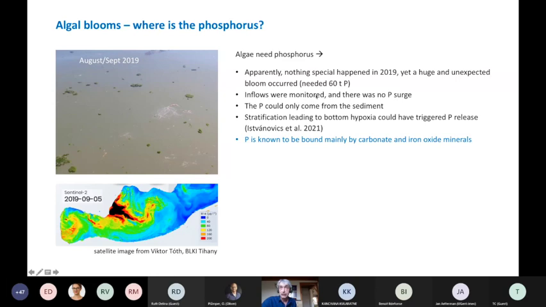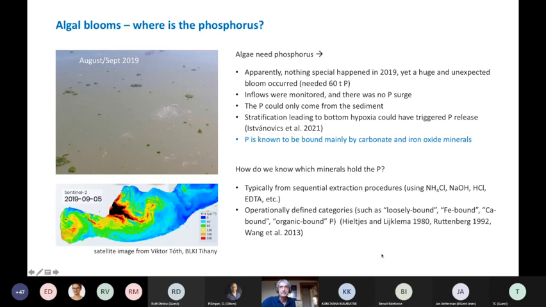So it's not very pleasant when something like this happens. And the inflows are all monitored, and there was no extra phosphorus coming in. So it could only come from the sediment. But why would it come from the sediment? Well, it turns out there were some intermittent stratification periods, which is rare in this shallow lake, that could trigger the phosphorus release, and that would point to iron oxide minerals.